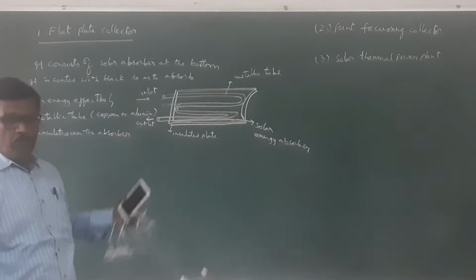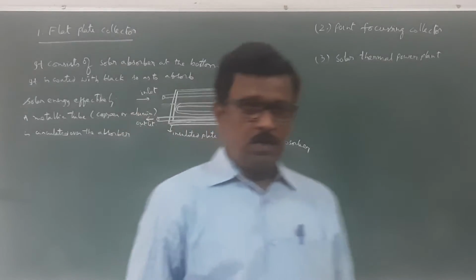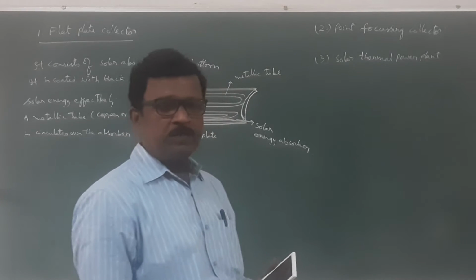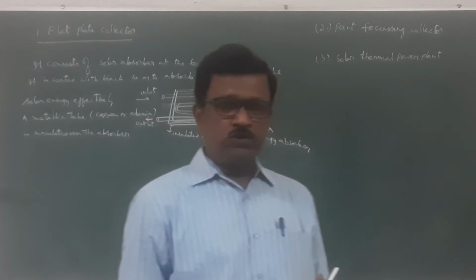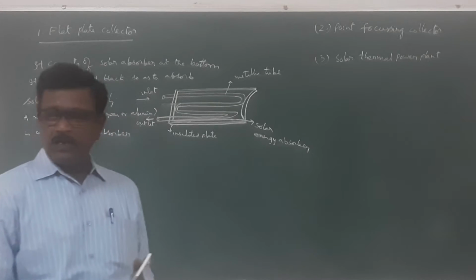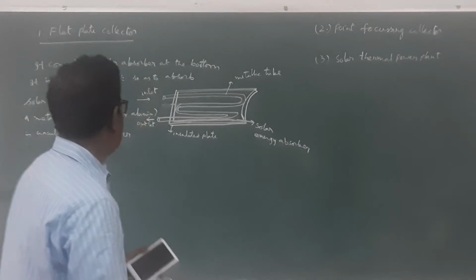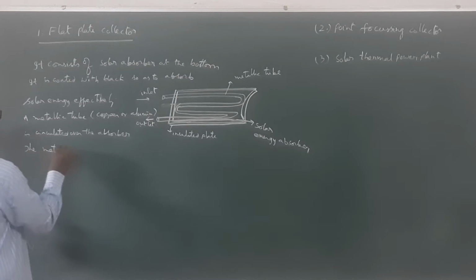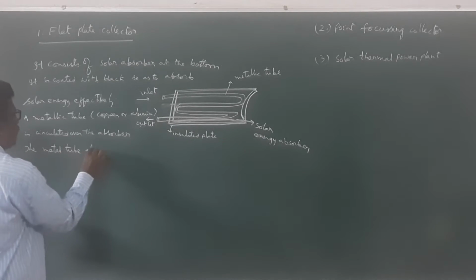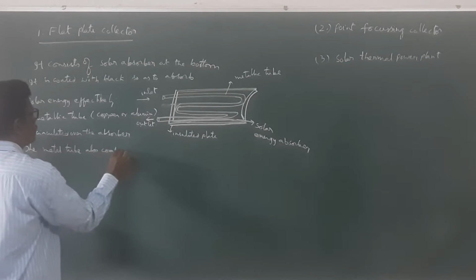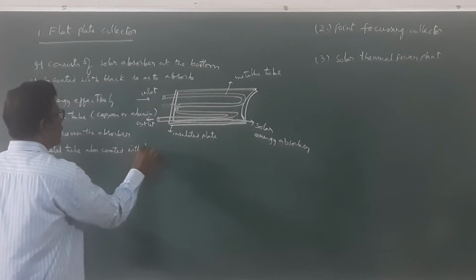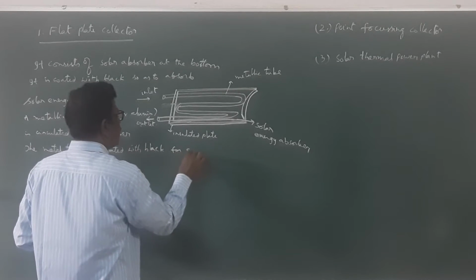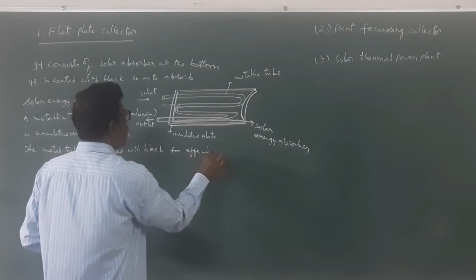When water is passing through the metallic tube, it has to absorb the heat energy produced due to solar radiation. Therefore, even for effective absorption, this metal tube is also coated with black.